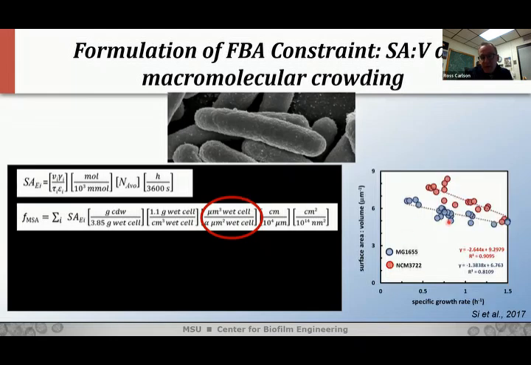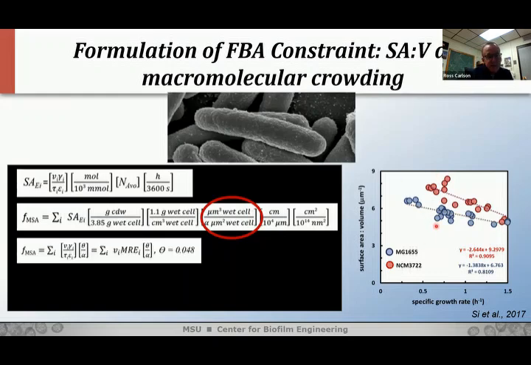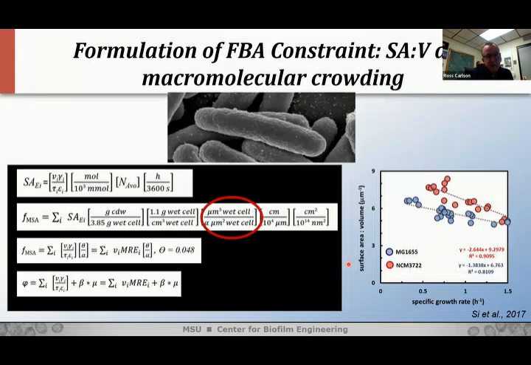And of course, we know that changes with growth rate. So we've integrated in a growth rate dependent surface area to volume ratio such that we can account for those changes in cell geometry as the cell grows at a different rate. We can collect terms here. And what we end up with is a linear constraint.